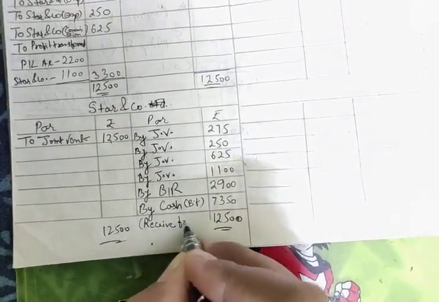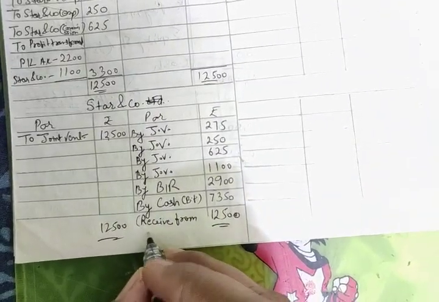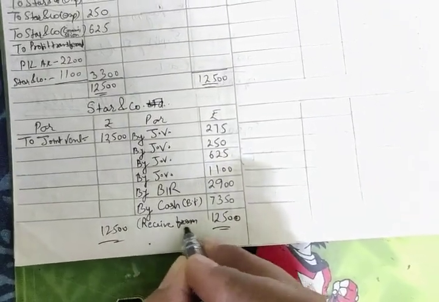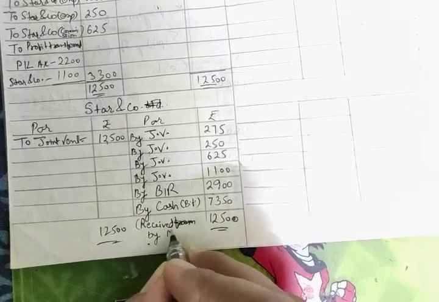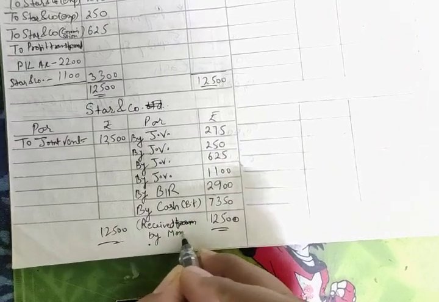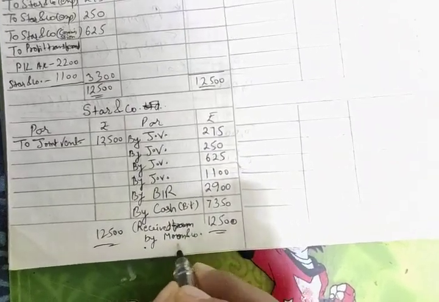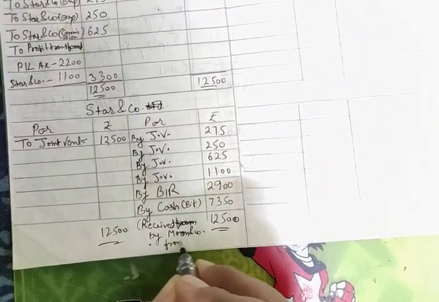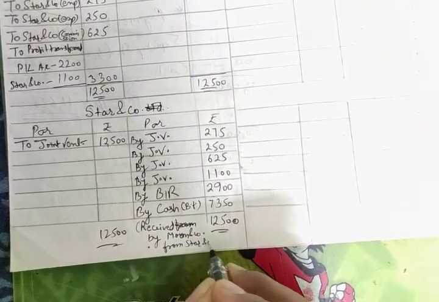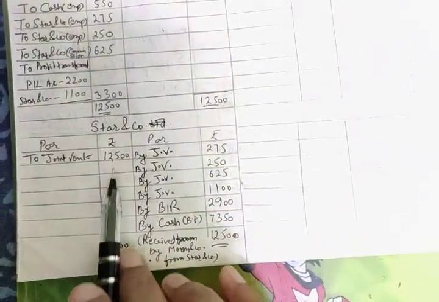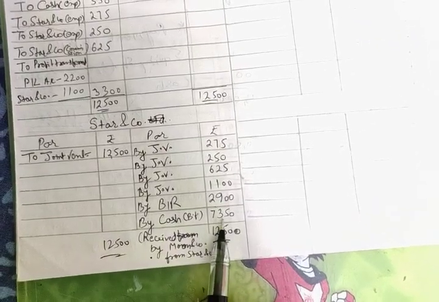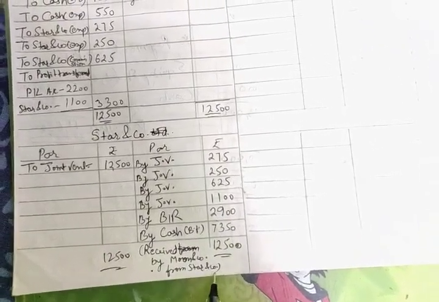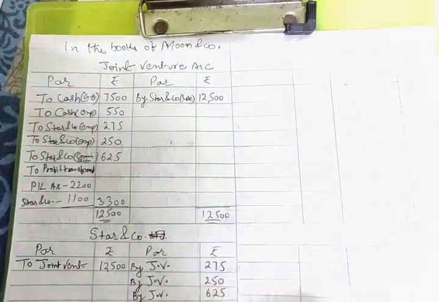For your reference, just here write down received by Moon and Company from Star and Company. Okay, so the sale was proceeded by the Star and Company, and now Moon and Company is supposed to receive 7,350 rupees from the Star and Company. So this is your account maintained in the books of Moon and Company.